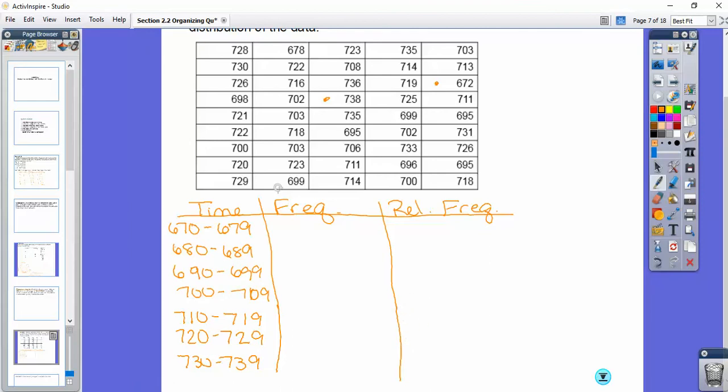Okay, so then we have to figure out how many points fall in each of these groups. So we're looking at how many times are between 670 and 679. 672 would work, 678, and I don't see any others. So there's a frequency of 2 for that one.